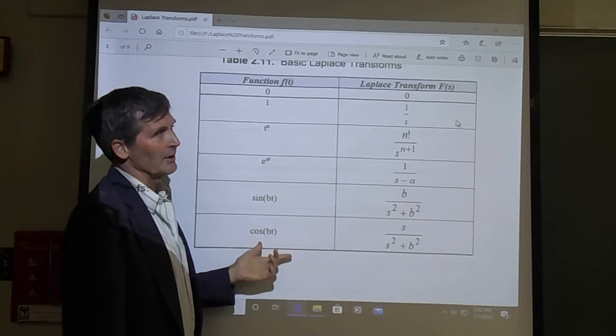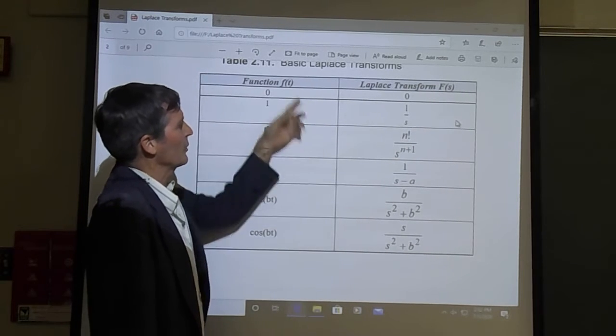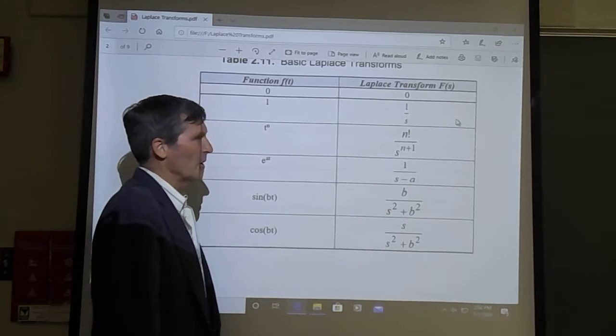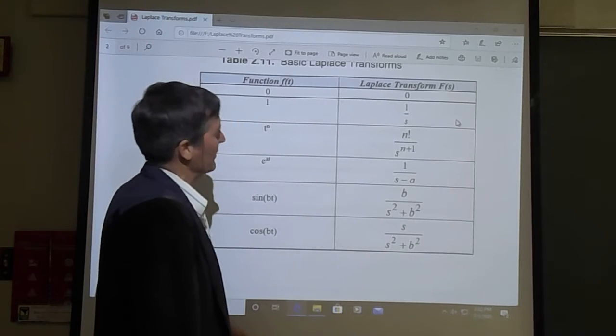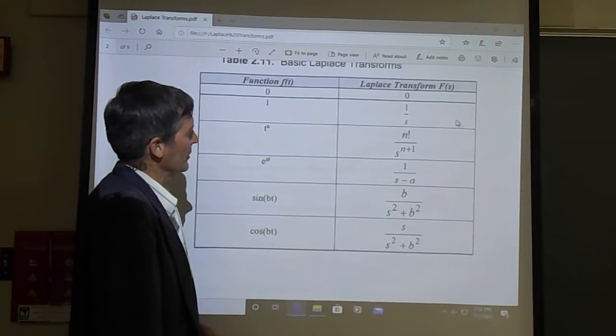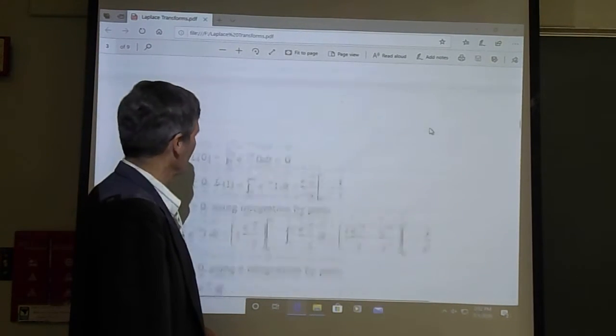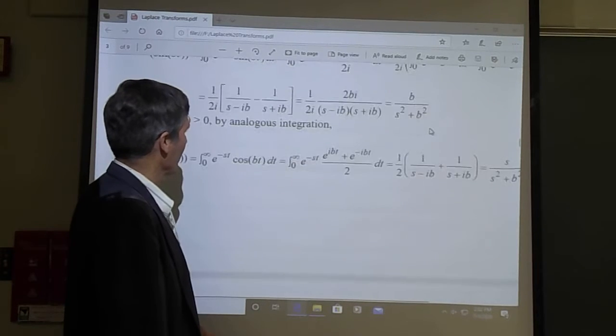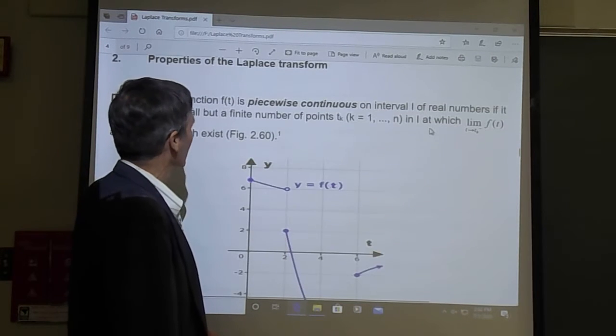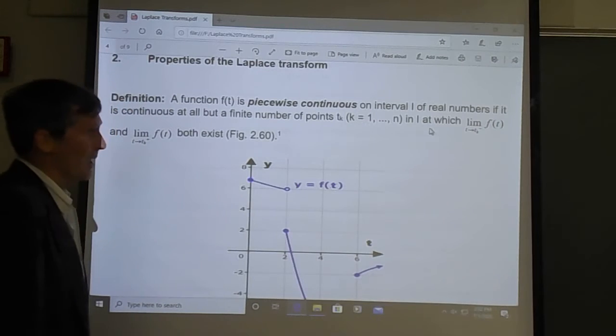But what you do when you need those, you go look them up on the table. These are the ones you have to know. If you don't memorize all these, then you can kind of figure them out as you go on a lot of the problems. But I'll recommend memorizing those. All right. What are some properties of the Laplace transform?